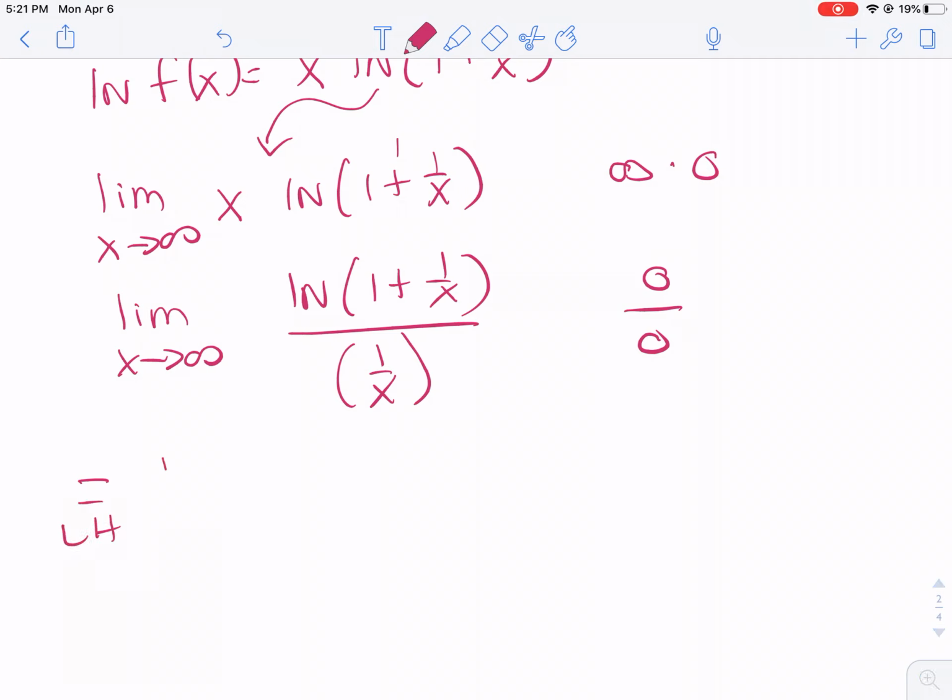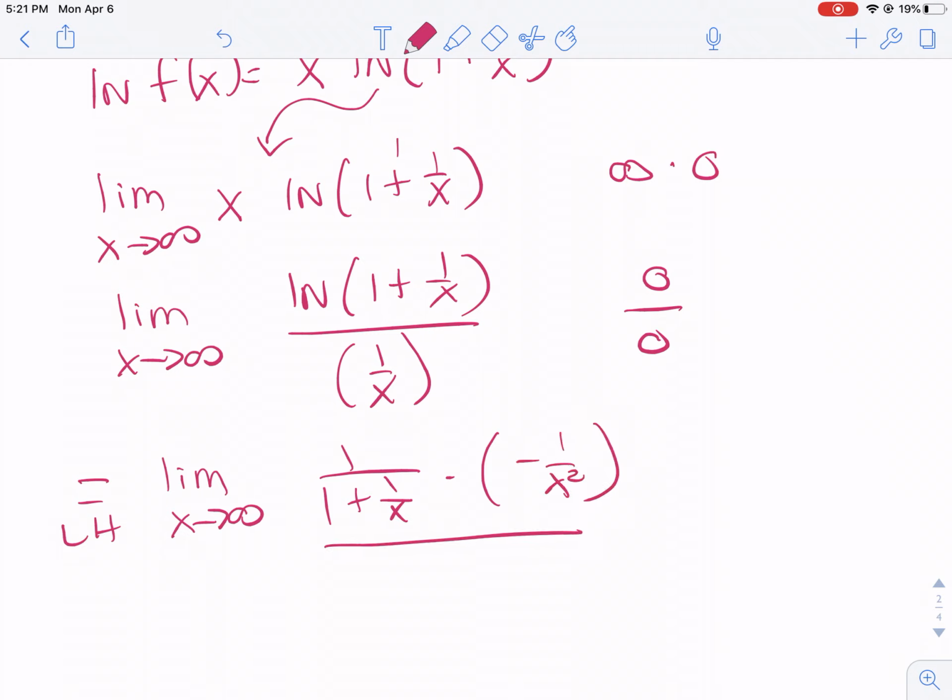I'm going to get the limit as x goes to infinity of 1 over u times du dx. This is the derivative of 1 over x, all over, and then again the derivative of 1 over x, which is this. Okay, this is the same thing as the limit as x goes to infinity of, well, these are the same, so they cancel out, of 1 over 1 plus 1 over x. Imagine x going to infinity.